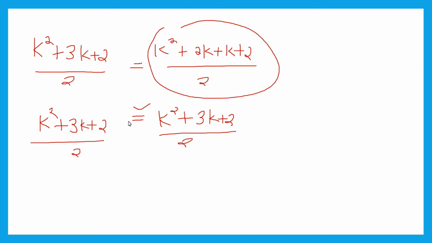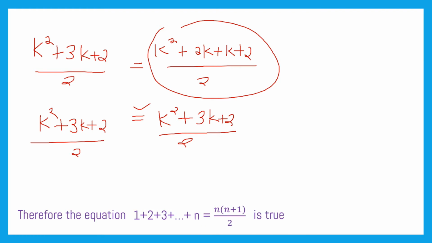So we can say that the equation 1 plus 2 plus 3 plus n equals n multiplied by n plus 1 over 2 is true. And that is how you solve to prove mathematical induction.